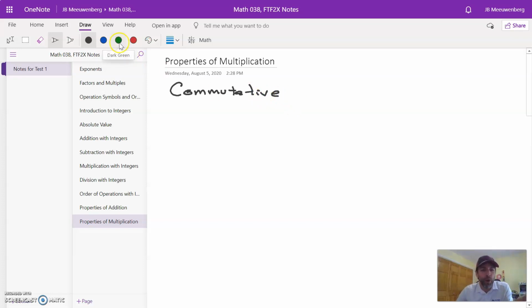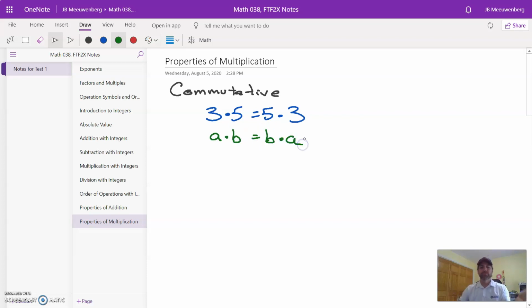With the commutative property of multiplication, we can reverse the order. 3 times 5 is equal to 5 times 3. They both equal 15. Algebraically, we can say A times B is equal to B times A. Any number times some other number is equal to the reversal, right? The different order.